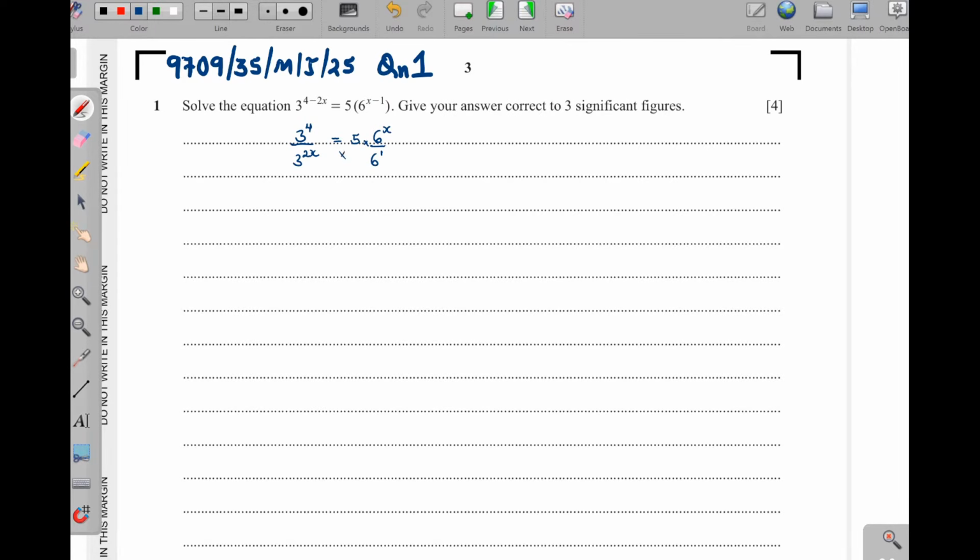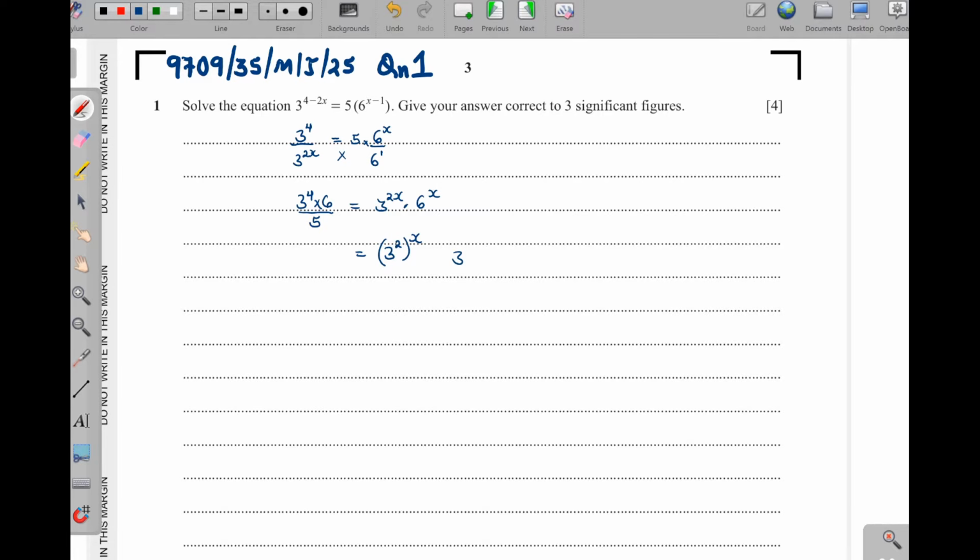So I'm going to cross multiply here, and then I have 3 to the power of 4 times 6. Then I think I'll divide by 5 here. Then here I will have 3 to the power of 2x, then times 6 to the power of x. You see that? Now this one here, 3 to the power of 2x, it can be the same as 3 power x, then power 2. It can be the same as 3 power 2, then power x, okay? But I'm going to use 3 power 2, power x.